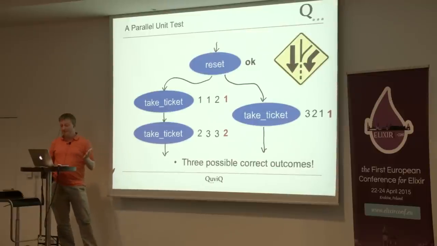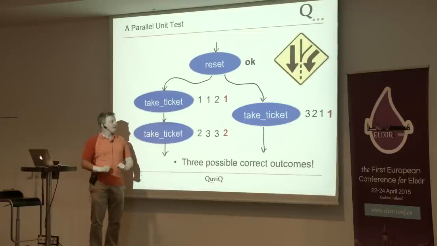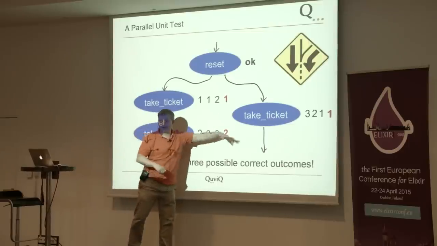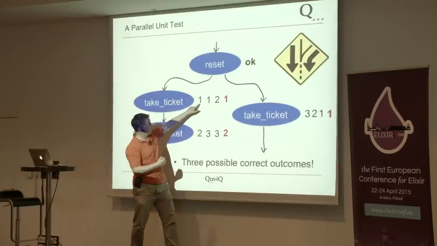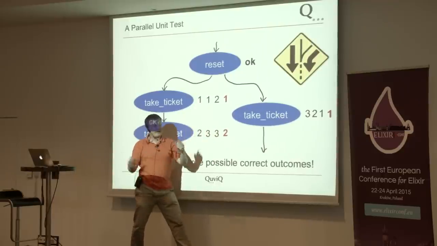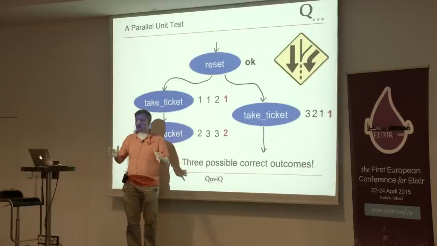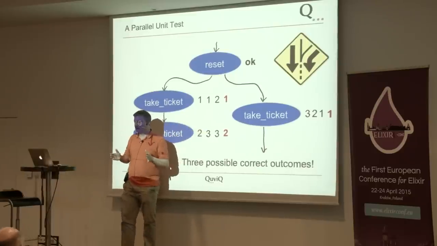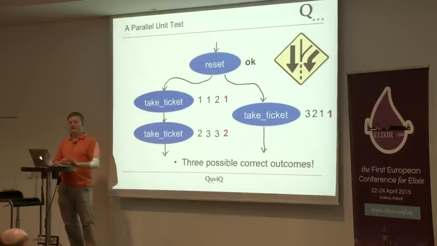So what should we do? Well, we have to just run this, spawn two Elixir processes, run them, collect the results and compare them. And if the results are 1, 2, 3, that's okay. If the result is 1, 3, 2, that's okay. If the result is anything else than those three possibilities, it's wrong. Something has gone wrong. You write that test case. That's fine, you can do that.